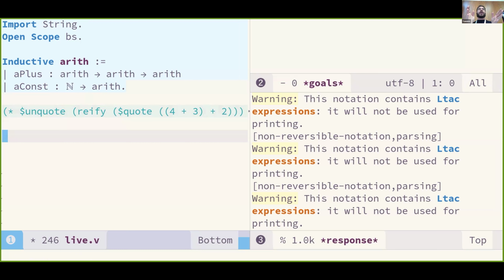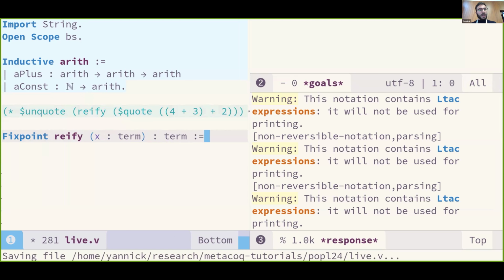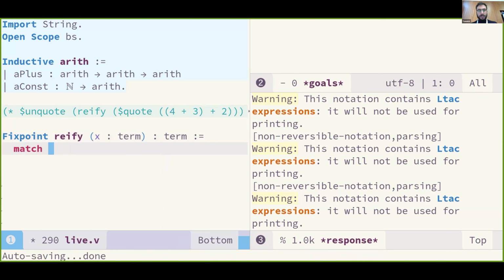We write a completely pure function working on syntax, and then we use MetaCoq's facilities to plug something in and get something out of it. So we are going to write the function reify, which takes as input a term and which produces a term. Terms are exactly the things we have seen before. And then more or less, there are two interesting cases.